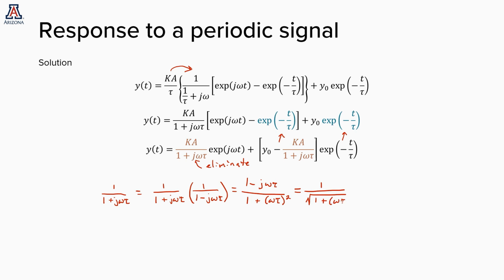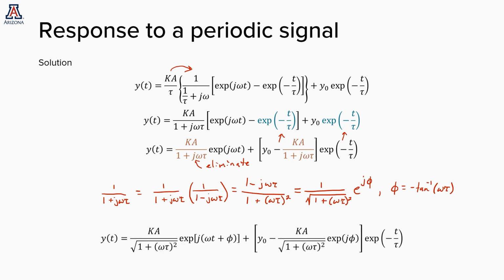And we can go ahead and use that to convert this into polar form, and we get what hopefully is pretty familiar: 1 over square root of 1 plus omega tau squared times e to the j phi, where phi is a phase shift term. So then in solution, we can substitute that in for those two like terms above, and we get our steady state solution, which has the ka over square root term times an e to the j omega t plus phi. And then on the right hand side, even though we've got that phi term with a phase shift in there, ultimately that whole term is still multiplied times e to the minus t over tau, which goes to 0 as t goes to infinity.